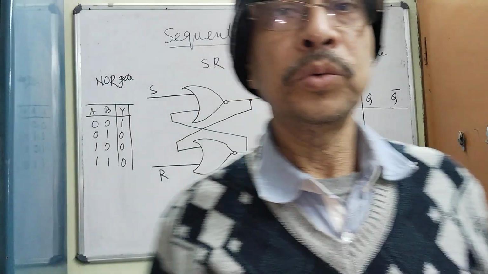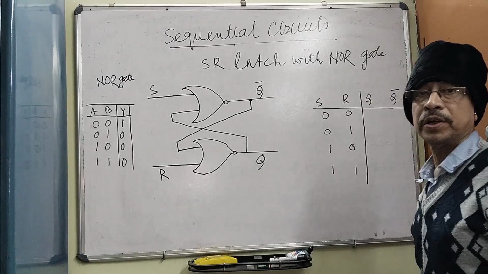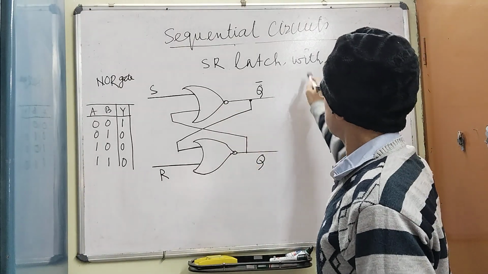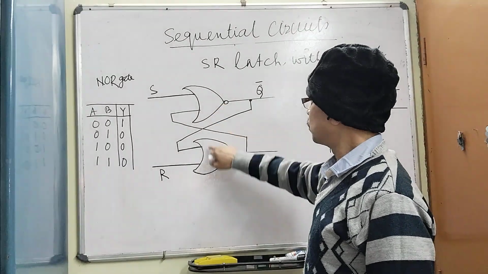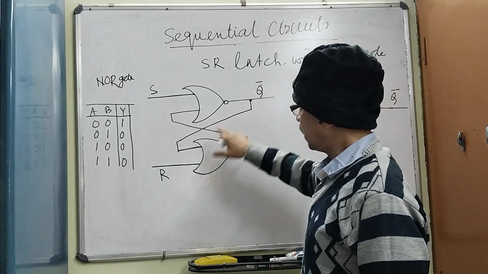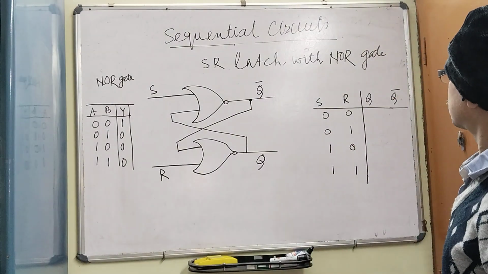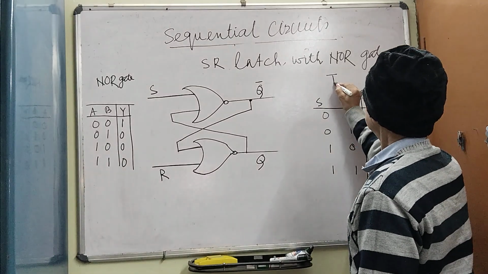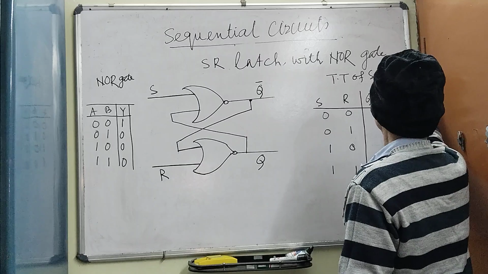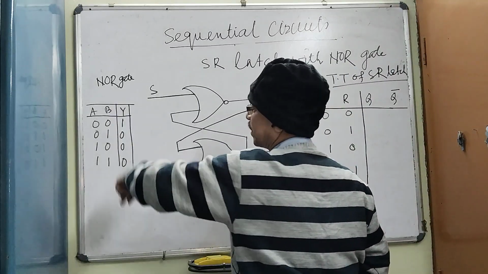So today we discuss the SR latch with NOR gate. This is the diagram of the SR latch with NOR gate. There are two NOR gates, and the output of S is Q bar and the output of R is Q. For understanding the truth table of the SR latch, we first have to understand the NOR gate.